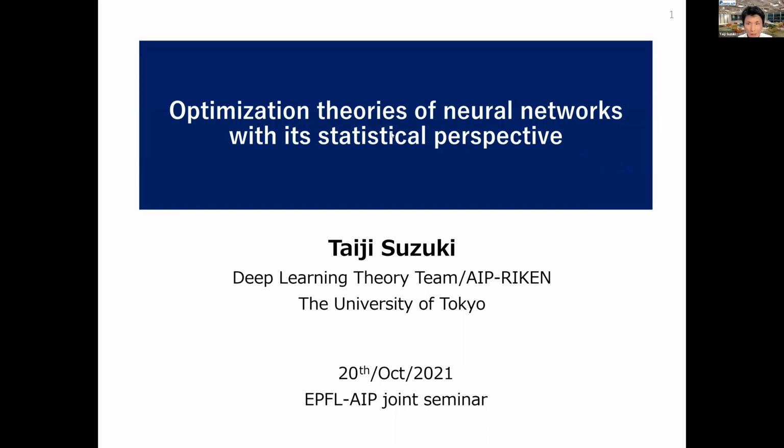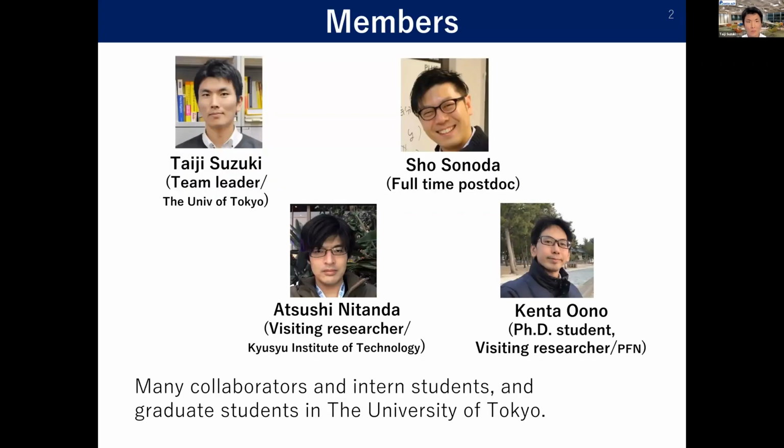Okay. Today I want to talk about the optimization theories of neural networks with a statistical perspective. This is the members of my team. I am a team leader of the deep learning theory team, and there are some other members: Sho Sonoda, Atsushi Nitanda and Kenta Oono. We also have many good collaborators, and the works I present in the following slides will include some works with those collaborators.